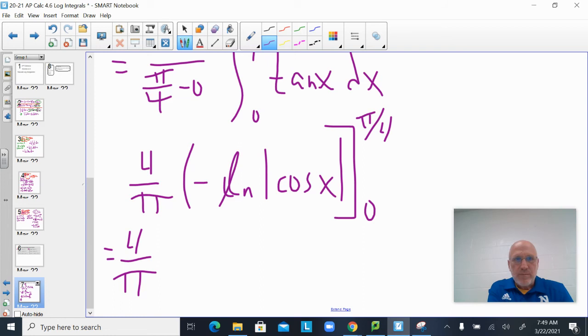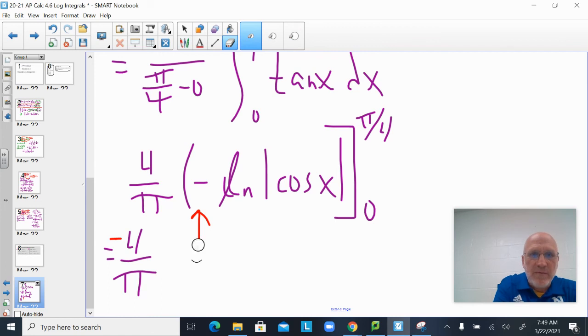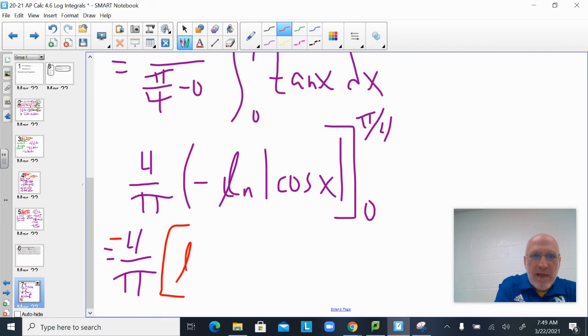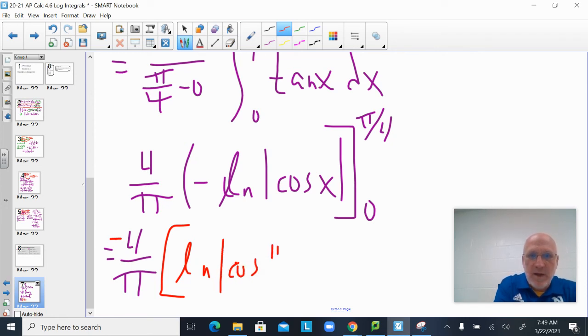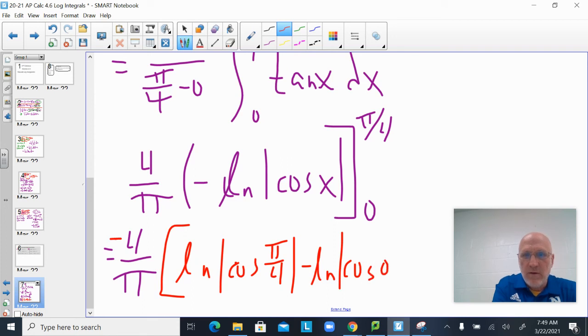So, tell you what, this negative sign that's right here, I'm going to move it out front next to the 4 over pi to make my calculation a little easier. I'm going to erase this arrow now. So now it's negative 4 over pi times the natural log of the absolute value of the cosine of pi over 4 minus the natural log of the cosine of 0.